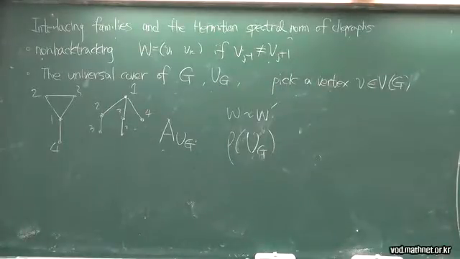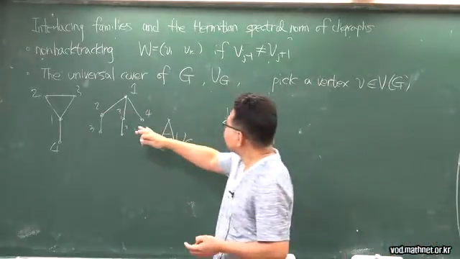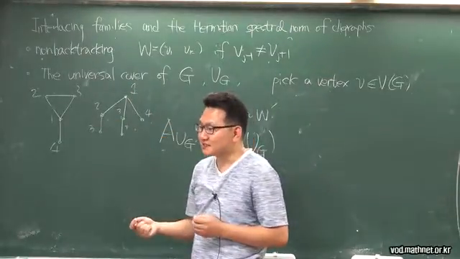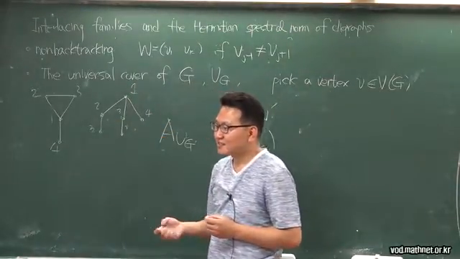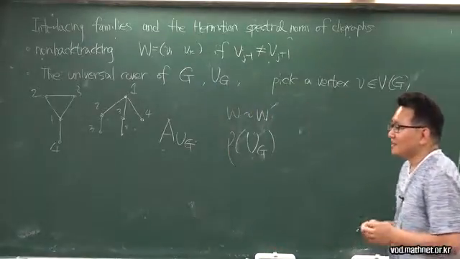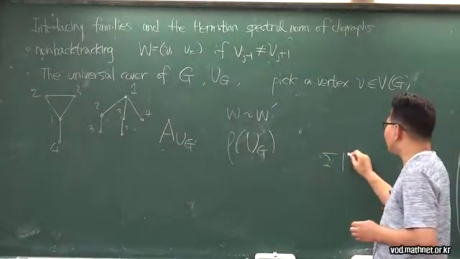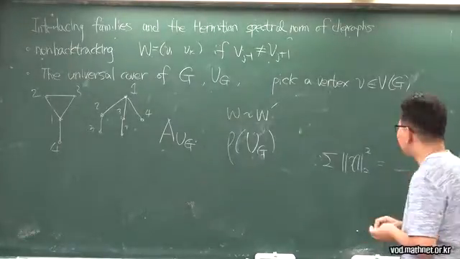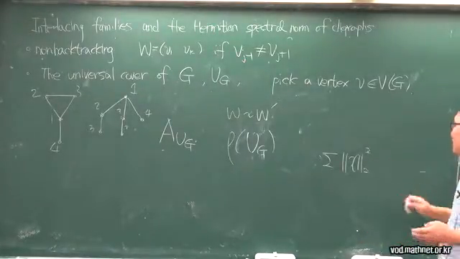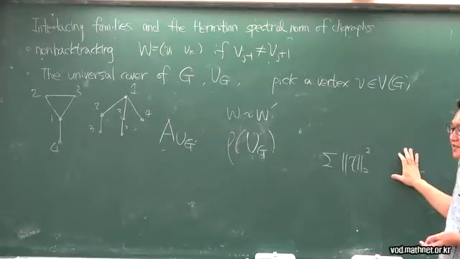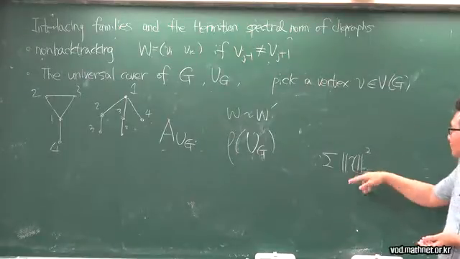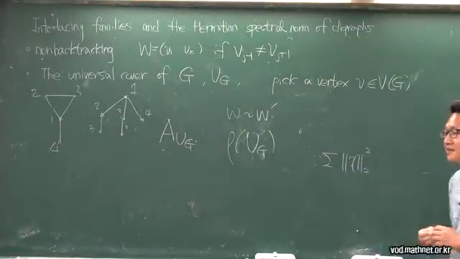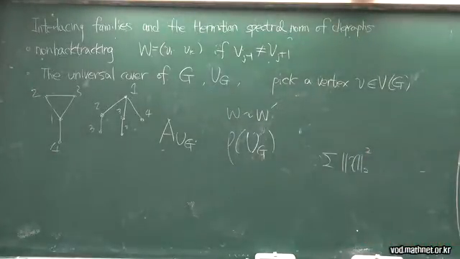Right, because in the universal cover, each vertex has a finite degree. So when you think about this sum, it is convergent. Then we define this one. If the degree is finite, then it can be defined. It is well defined, actually.